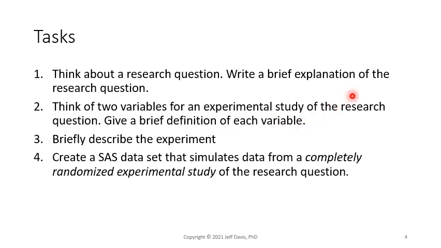So there we have several tasks. First of all, think about a research question and then write a brief explanation of the research question. And again, I'm going to show you an example of what that might look like. Then think of two variables for an experimental study of the research question, and define each variable. You don't have to go into a lot of detail in the definition. I'm not expecting that from you right now.